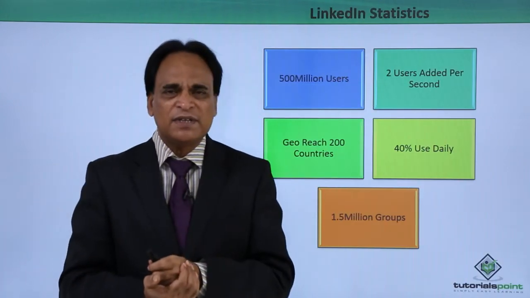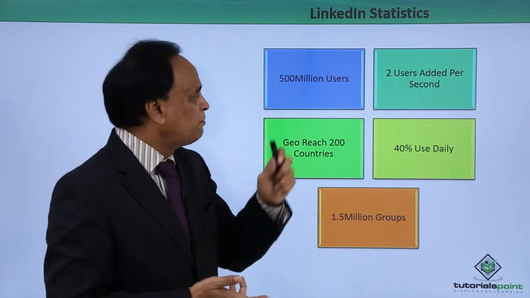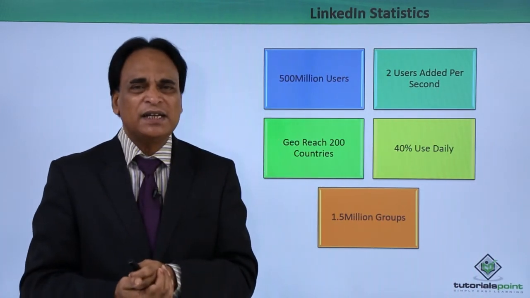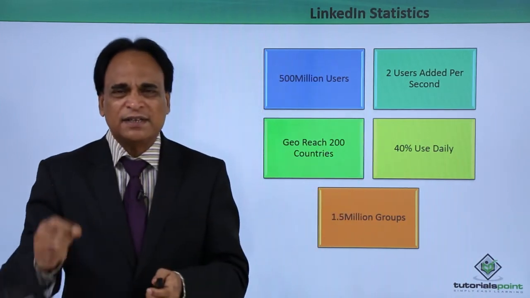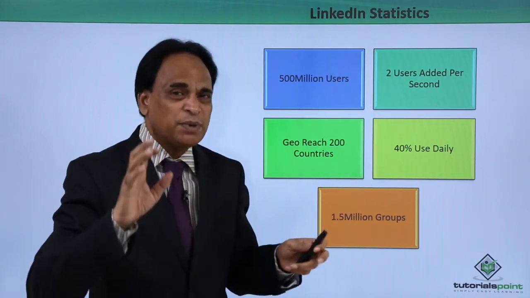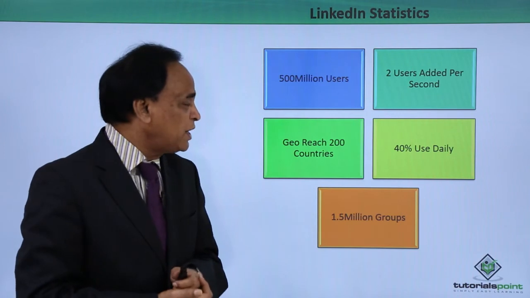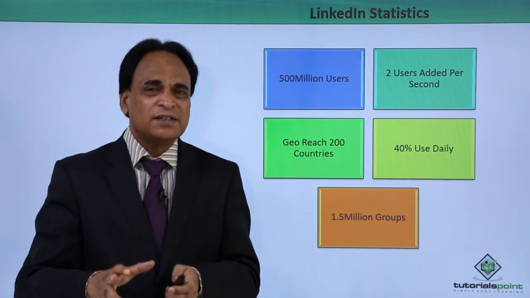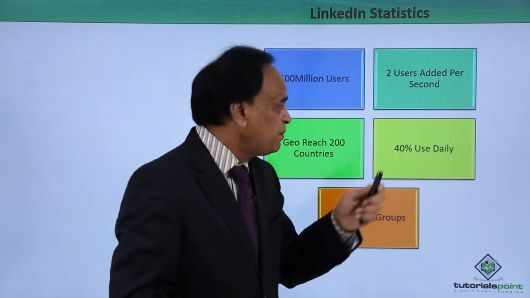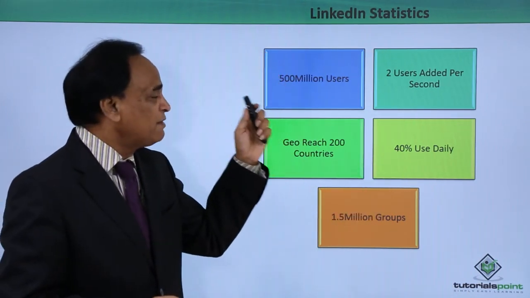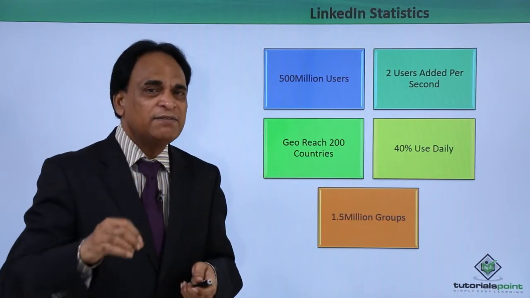Let us see some of the statistics that are available for us as far as LinkedIn is concerned. There are about 500 million users on LinkedIn from all around the world. There are about 2 users added every single second. That is 2 users per second added on LinkedIn. There is a geo reach of 200 countries. 40% use it daily. Out of the 500 million people, 40% of the users come to LinkedIn every single day.